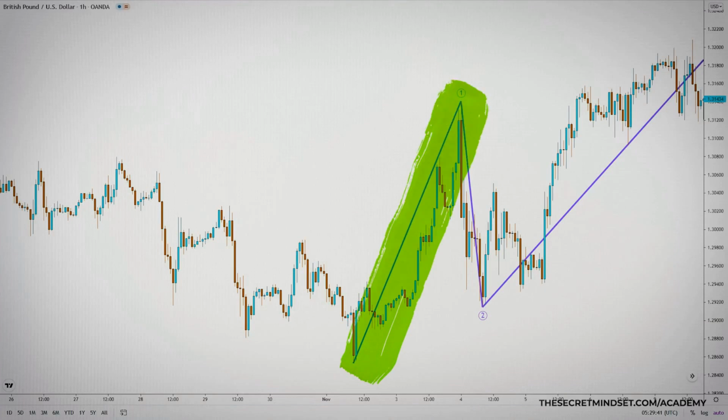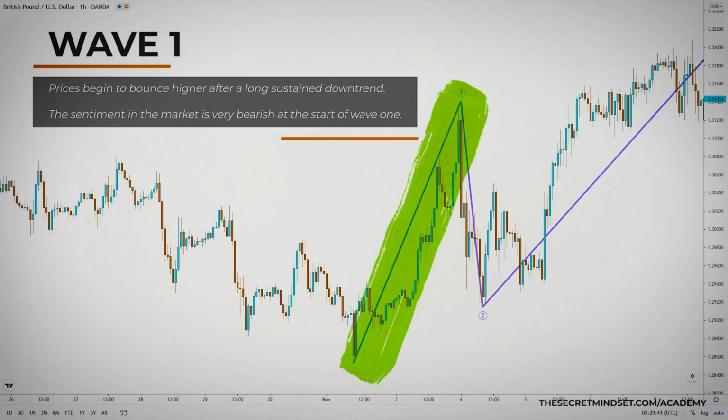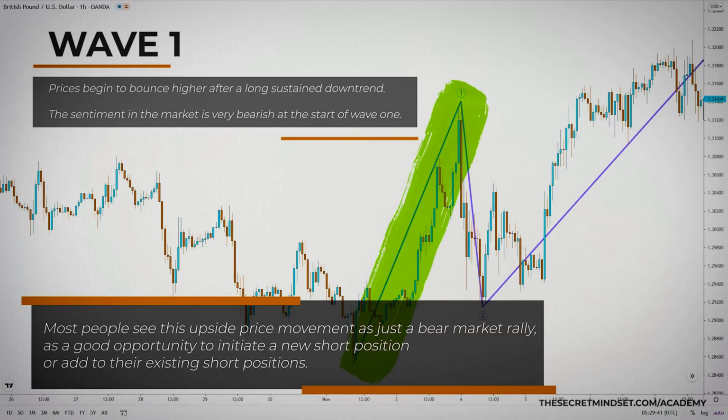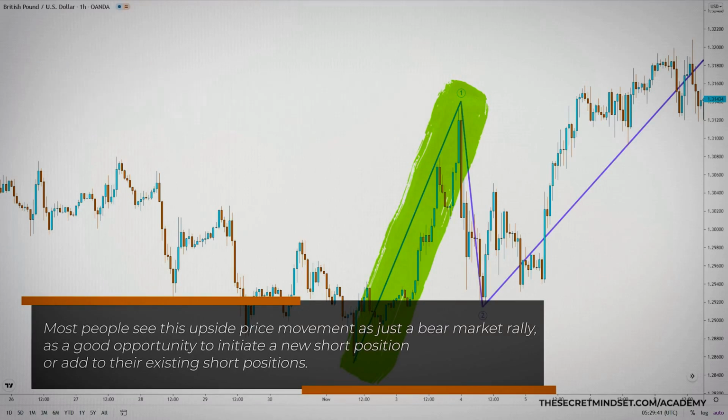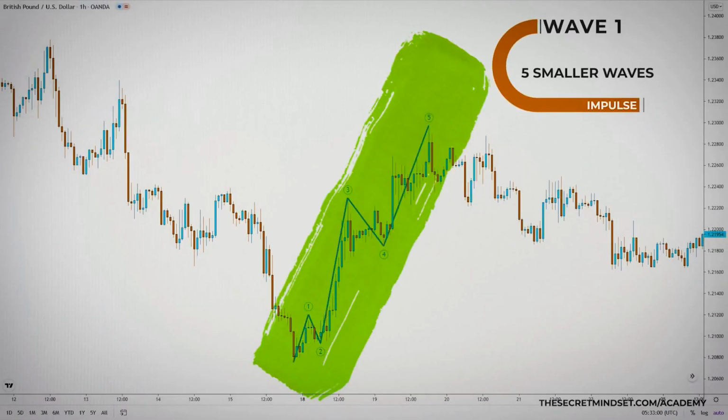During this wave, price begins to bounce higher after a long sustained downtrend. The sentiment in the market is very bearish at the start of wave 1. As wave 1 moves higher, most people see this upside price movement as just a bear market rally, and many investors and traders consider wave 1 as a good opportunity to initiate a new short position or add to their existing short positions. Wave 1 is generally the least predictive wave within the entire Elliott wave structure.